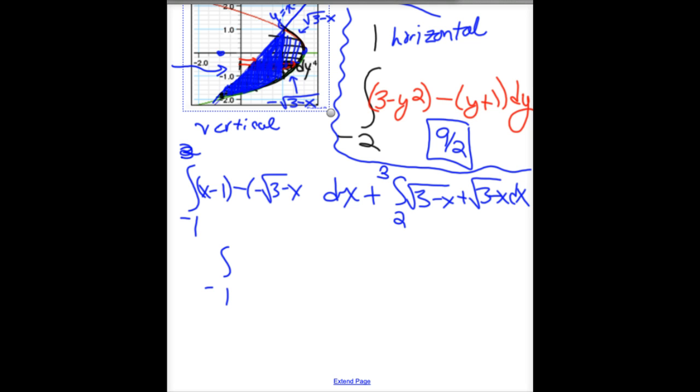So I've got -1 to 2. I have x minus 1. Then I have plus root 3 minus x dx. That one's as good as it's going to get. You couldn't do that one by hand, by the way. Why not? Yeah, that inside function, boy, there's really, you can't.